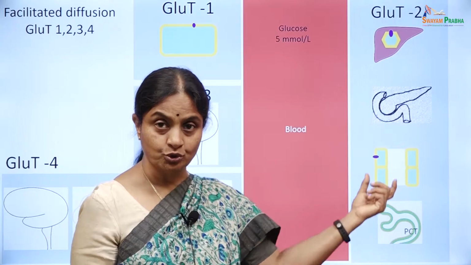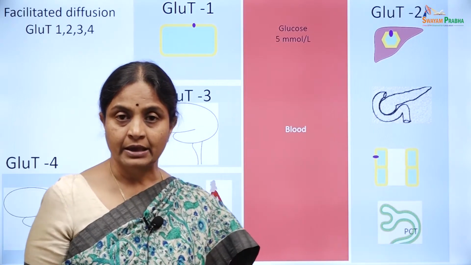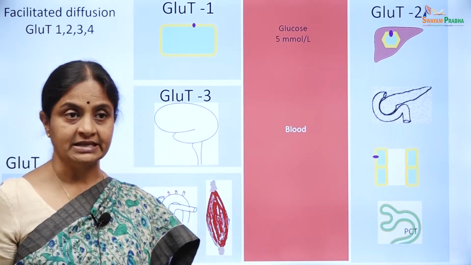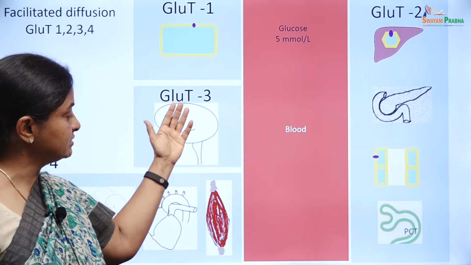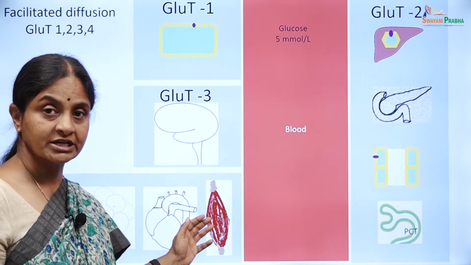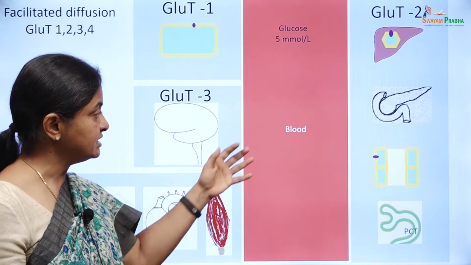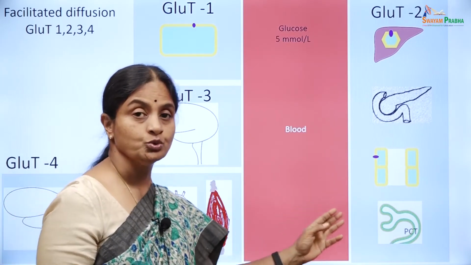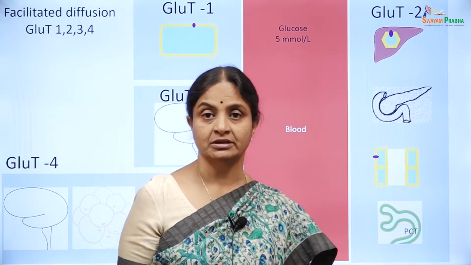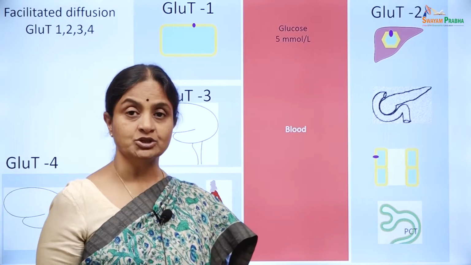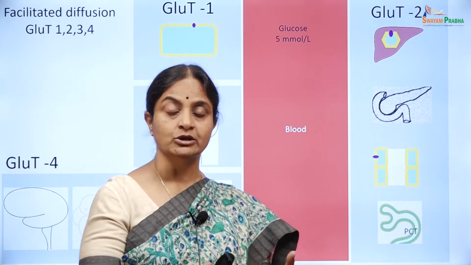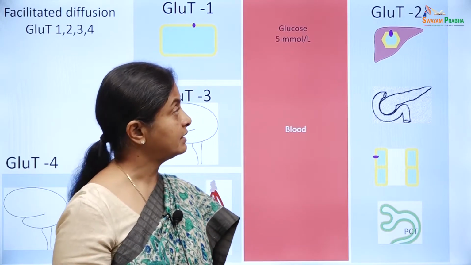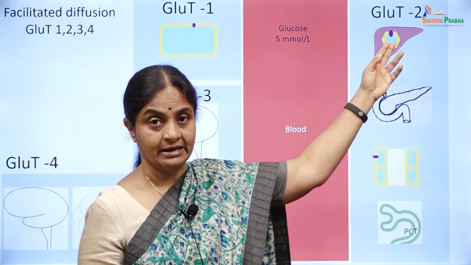Why did I choose to show GLUT2 on this other side? Because my understanding is that while GLUT1, 3 and 4 are unidirectional glucose transporters, taking glucose from the blood into the cell, GLUT2 is a bidirectional transporter, because there are situations when the cell has to release glucose to the outside. Let's take the example of a liver cell.